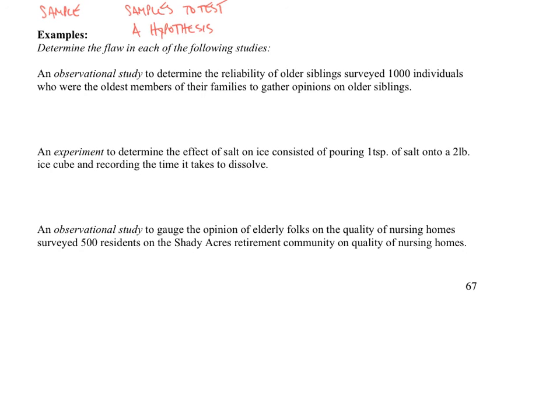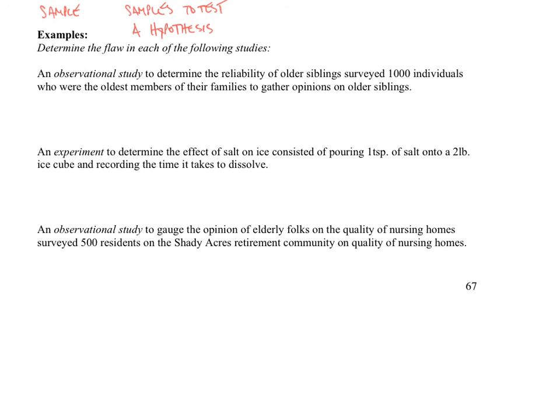So if we were in class, we would have gone through a bunch of examples of some different studies that are given, but I'm just going to go through what my solution will be to each of these, and you should pause the video and try to figure out what the problem is with each of these situations. But in this first situation, there's an observational study, and it's trying to determine the reliability of older siblings.